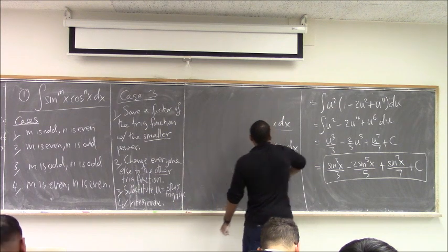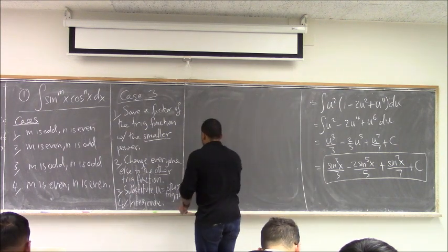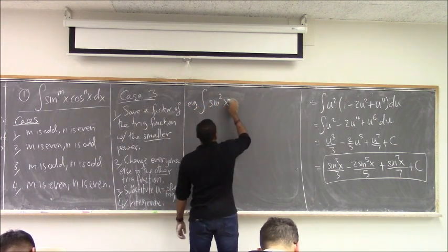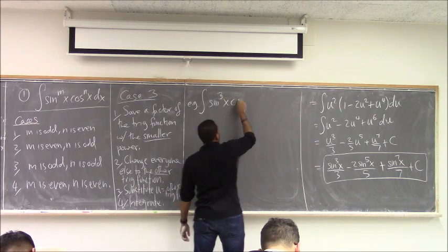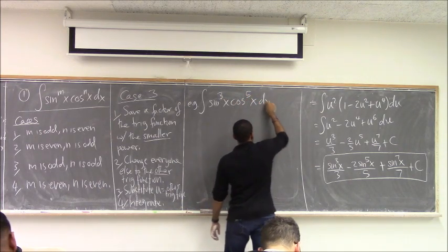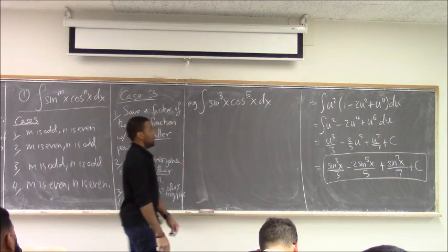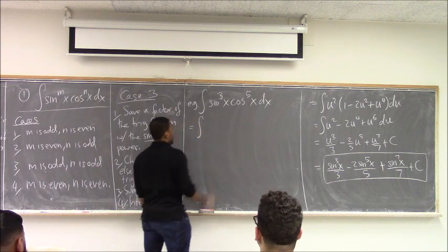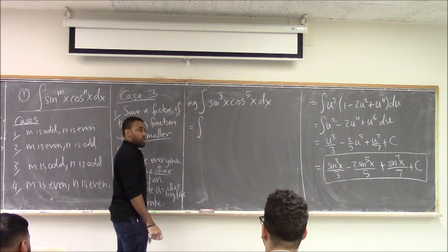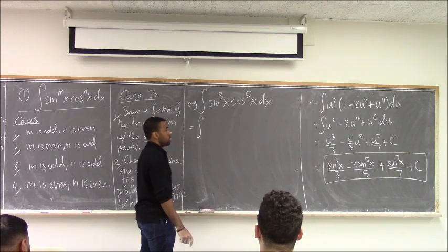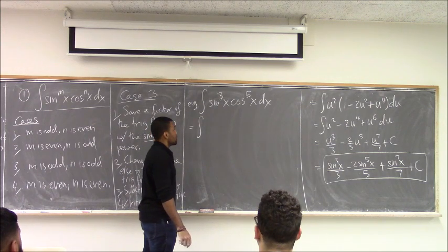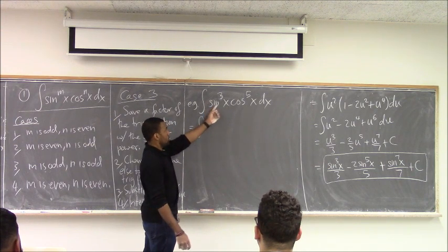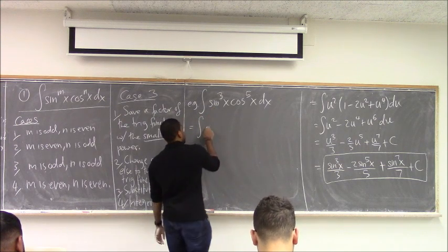Let's do an example. So add that, that we just mentioned. Okay, step one: save a what? Who's the smaller power? Cosine, 3. Okay, save one of those guys.